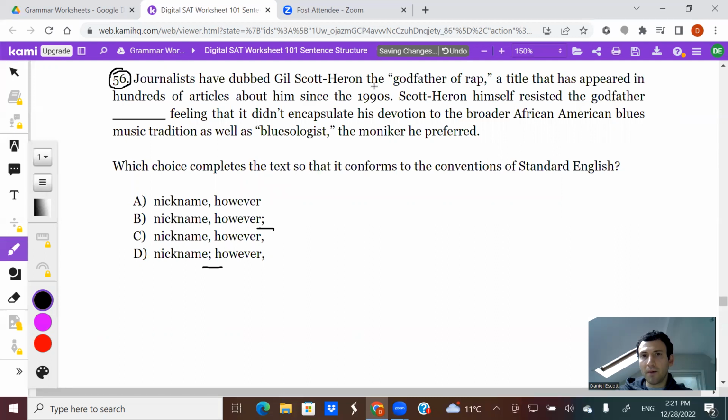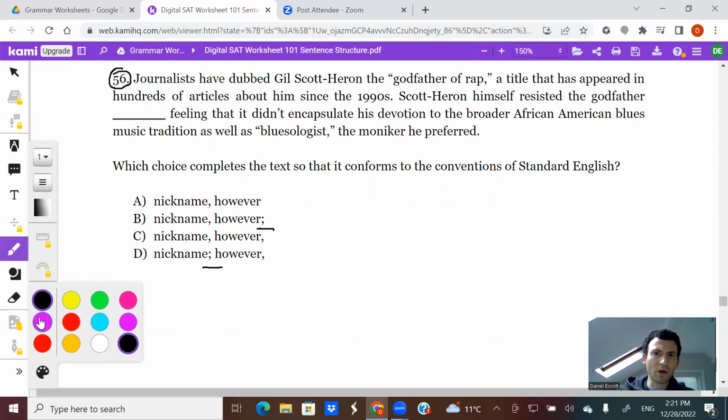"Journalists have dubbed Gil Scott-Heron the godfather of rap, a title that has appeared in hundreds of articles about him since the 1990s. Scott-Heron himself resisted the Godfather nickname, however, feeling that it didn't encapsulate his devotion to the broader African American blues music tradition, as well as bluesologist, the moniker he preferred."